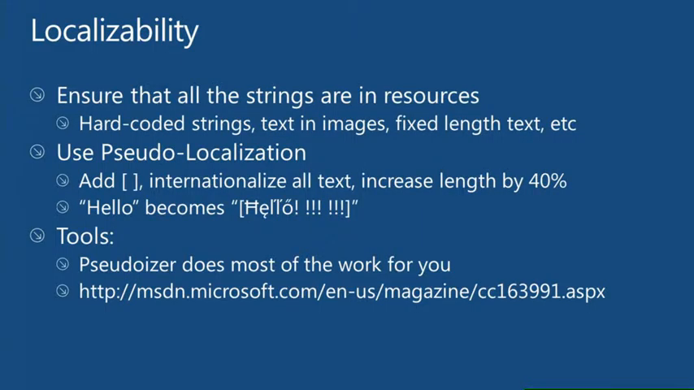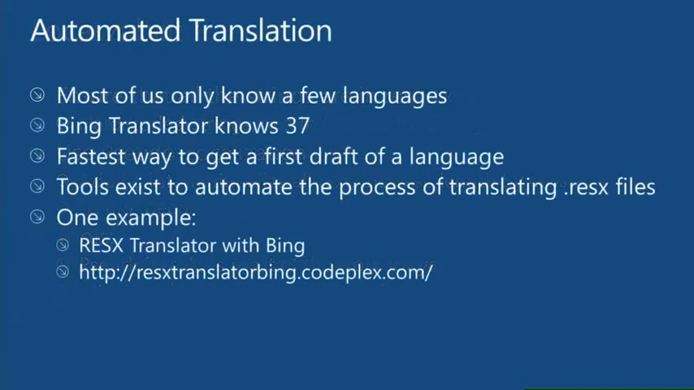But this is a free one you can take advantage of. The second one, someone asked about this earlier, is automated translation. It is a great way to get a first draft of an application. Bing Translator, for instance, knows 37 different languages. I only know English, French, and Italian, but Bing knows a lot more than that, so it can help me get to another language.